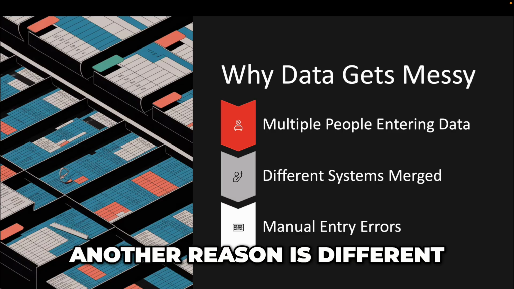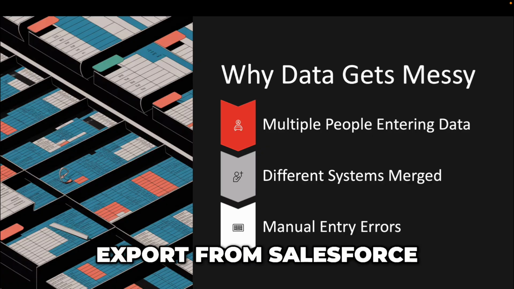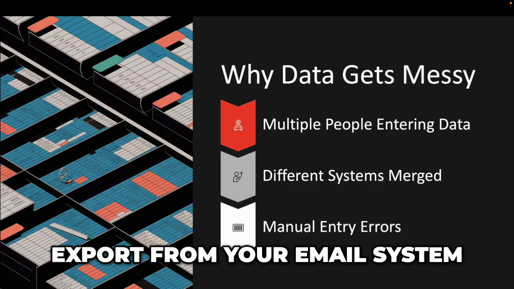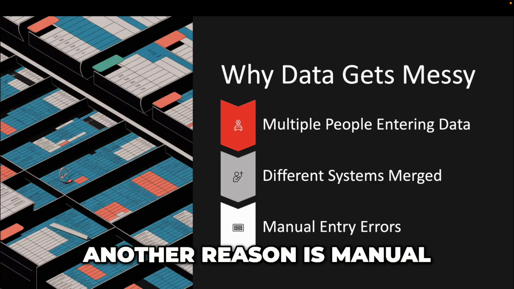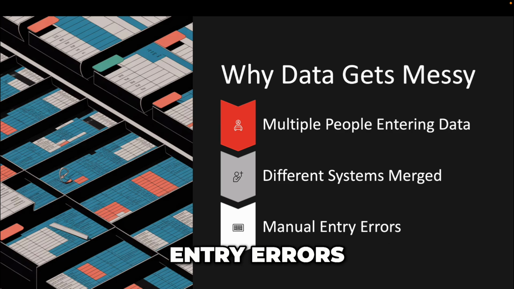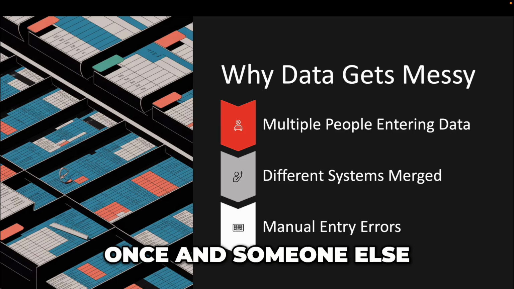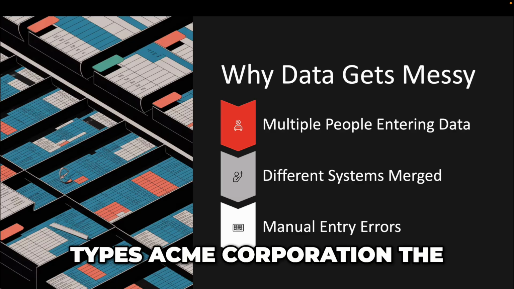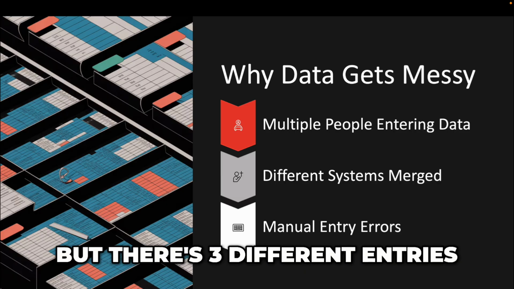Another reason is different systems merge together. Export from Salesforce, export from QuickBooks, export from your email system, merge them. Now you have 3 different formats for everything. Another reason is manual entry errors. Someone types Acme Corp once and someone else types Acme Corporation the next time. Then the same person types Acme Inc. a third time. So it's the same company, but there's 3 different entries.